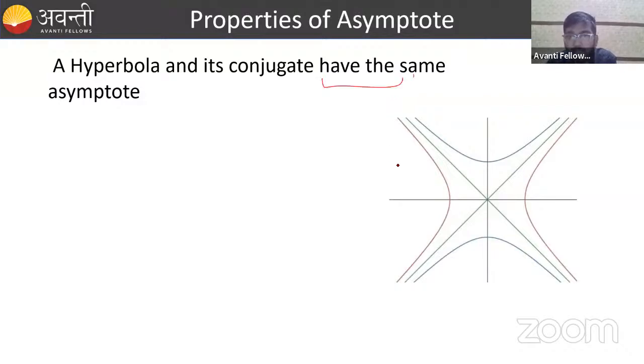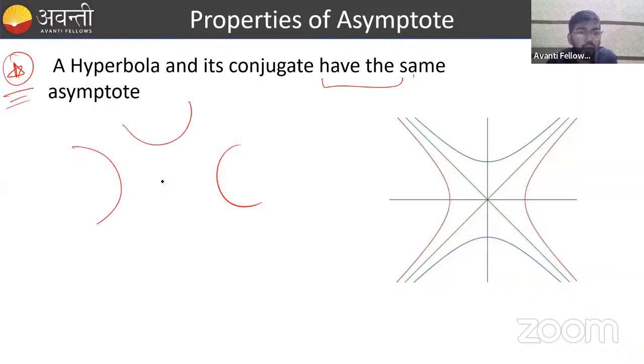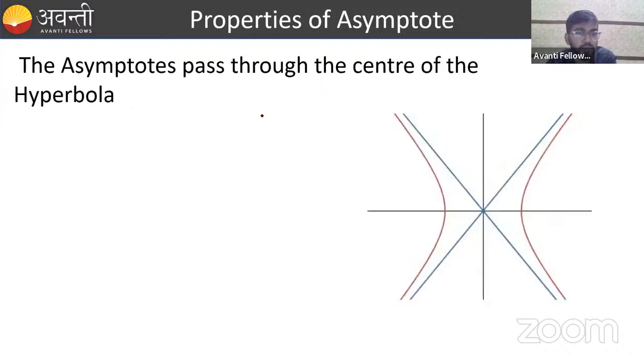Hyperbola and its conjugate have the same asymptote. So this is an important point to remember. Whether you draw the hyperbola like this or you draw the hyperbola like this, since these are conjugate to each other, their asymptotes will also be the same. The asymptotes pass through the center. This is an important point which helps to solve questions easily.